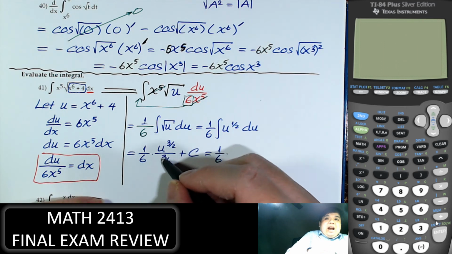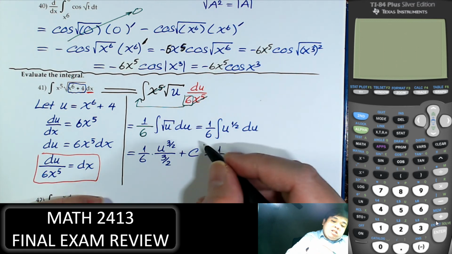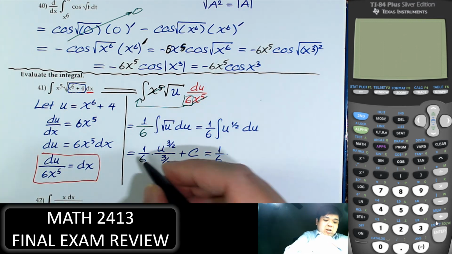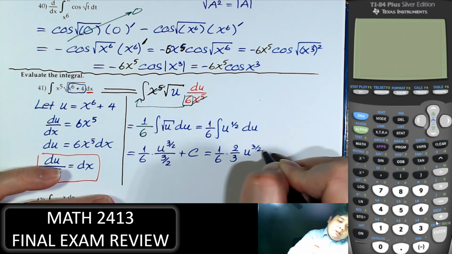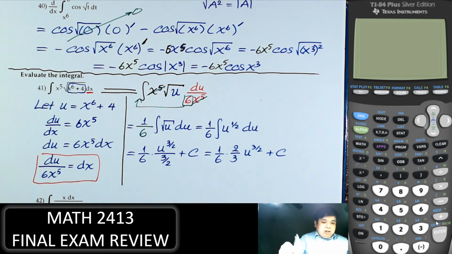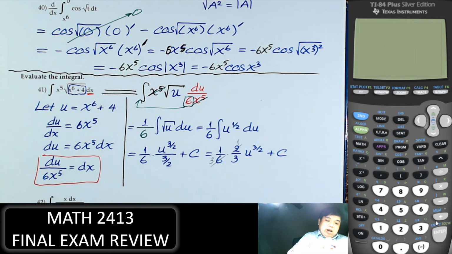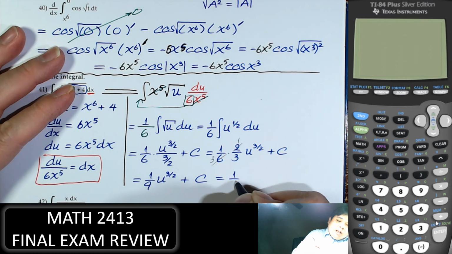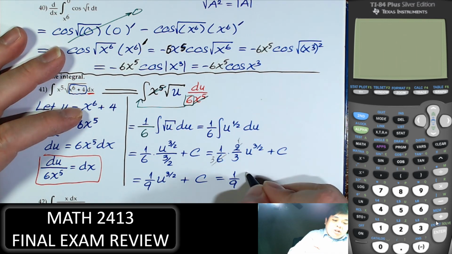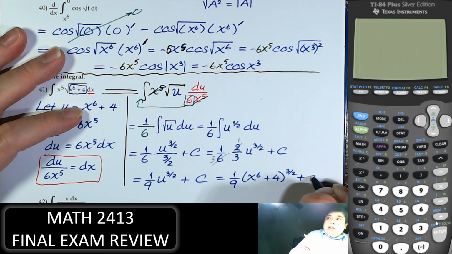So the answer is all the antiderivatives. So all of the antiderivatives. So that's why we need the plus c. Right, divide by 3/2. 3/2 at the bottom. Multiply reciprocal. Right, 2 and 6 cancel out. That gives us 1/9 u to the 3/2 plus c, and u is x to the 6 plus 4 to the 3/2 plus c.